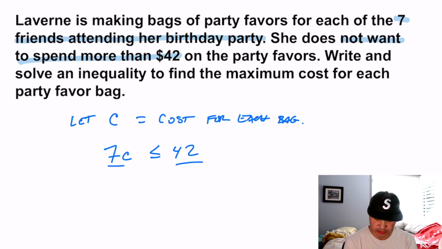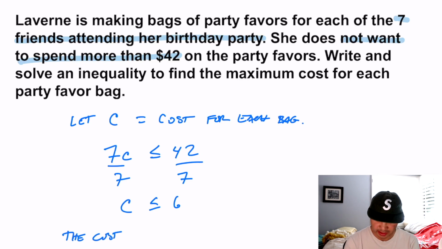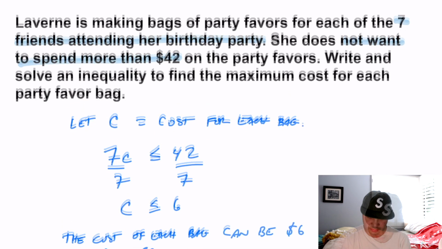To solve it, I'm going to divide both sides by 7. The inequality stays the same, and that's going to be 6. So we have to interpret this. That means the cost of each bag can be $6 or less.